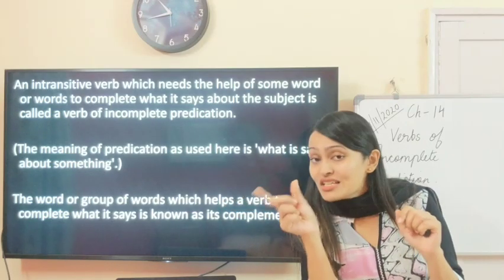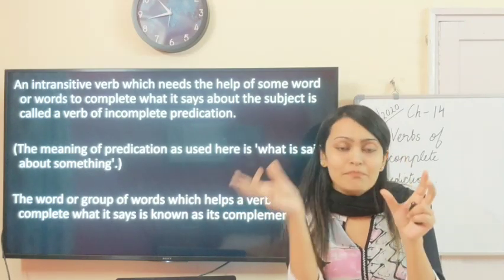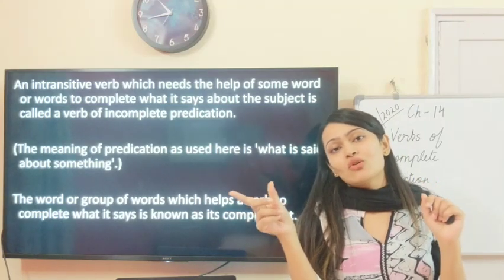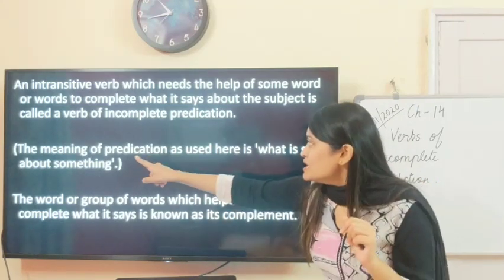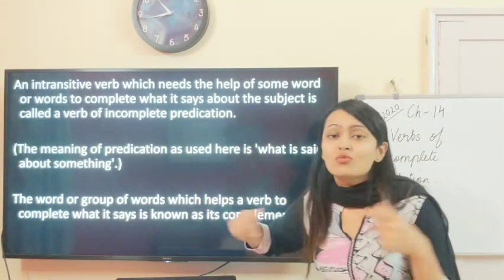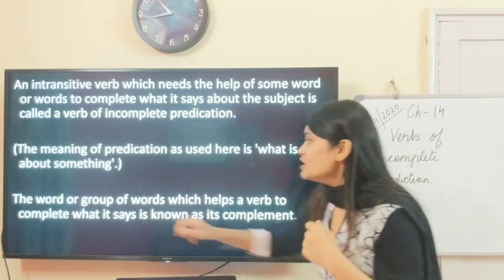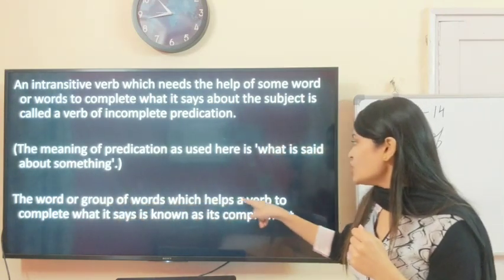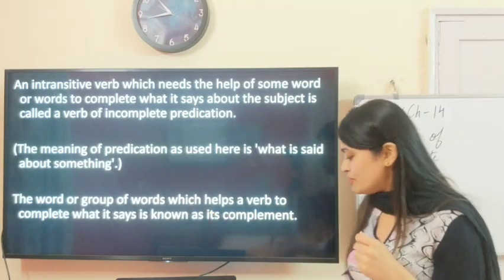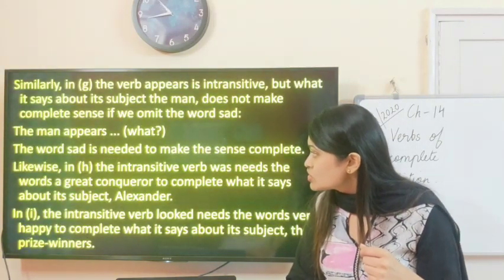Okay, and what are these words called? These words which are helping this verb, the verb of incomplete prediction, are called complement. The meaning of prediction as used here is what is said about something, what is said about the subject. So the word or group of words which help a verb to complete what it says is known as its complement. I'll give you the example only, children.